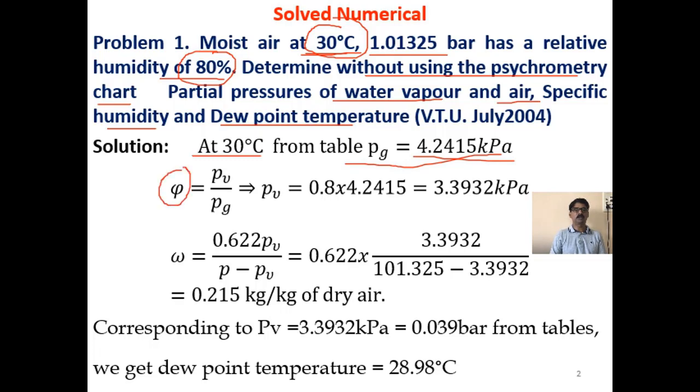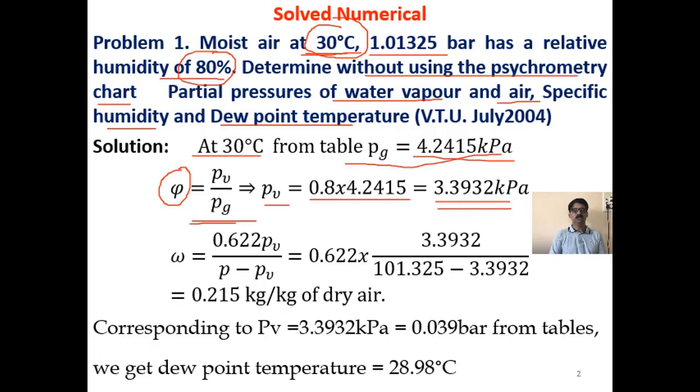Now make use of the RH value. RH is denoted by phi, which is nothing but the ratio of partial pressure of vapor to the saturation pressure corresponding to the dry bulb temperature. So you can find out PV from this as 0.8 into 4.2415, which is 3.3932 kilopascal. So this is the partial pressure of vapor. So you have to find out the partial pressure of vapor as well as air.